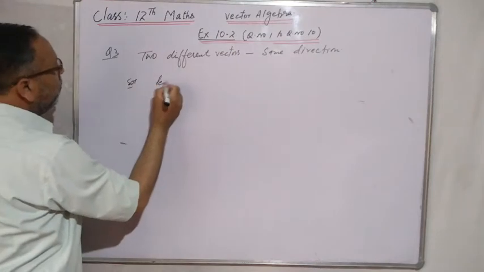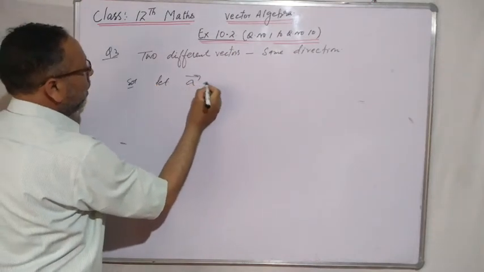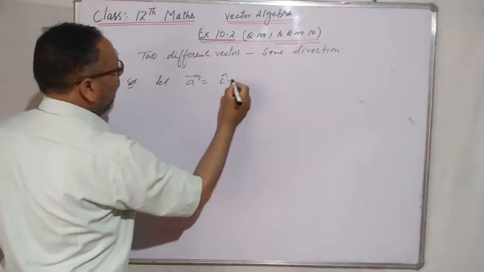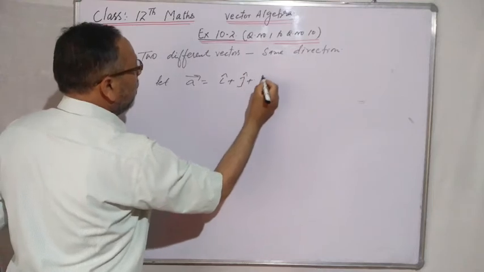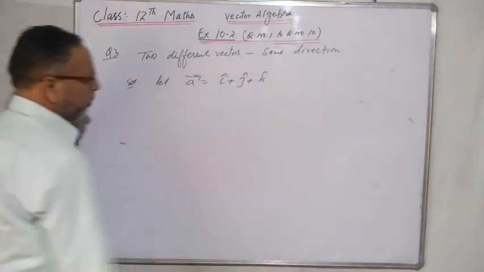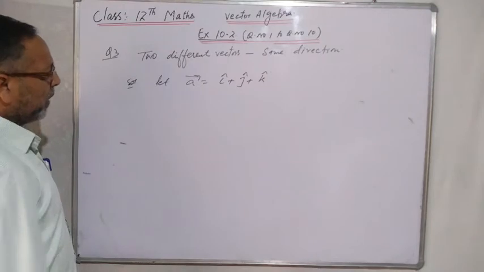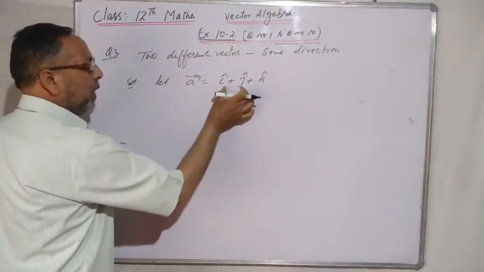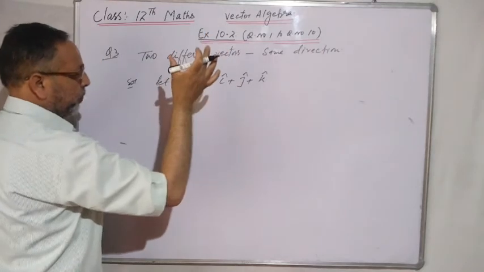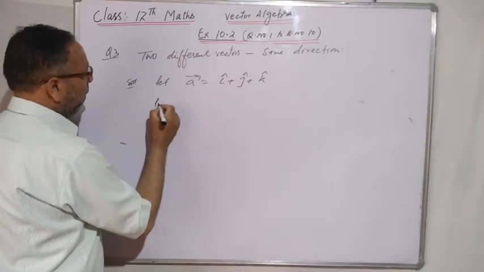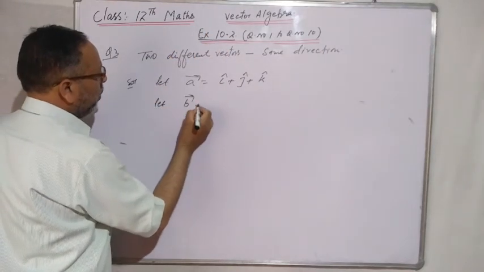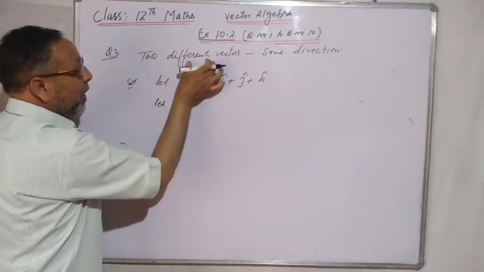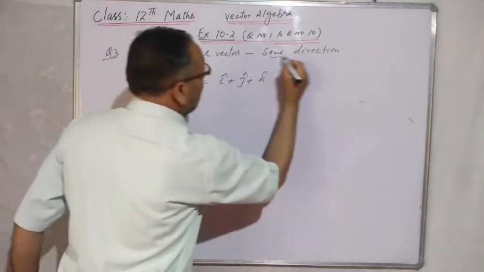So let me say a vector A is equal to i cap plus j cap plus k cap. चलो मान लिया मेरे पास एक वेक्टर A है i cap plus j cap plus k cap. Now let vector B be equal. अब मुझे निकालने हैं टू डिफरेंट वेक्टर्स हैविंग द सेम डायरेक्शन.